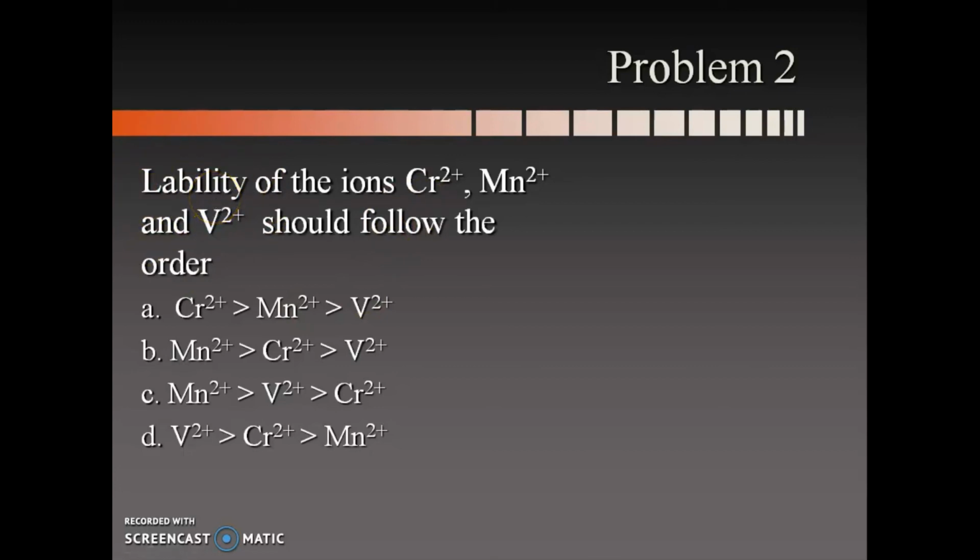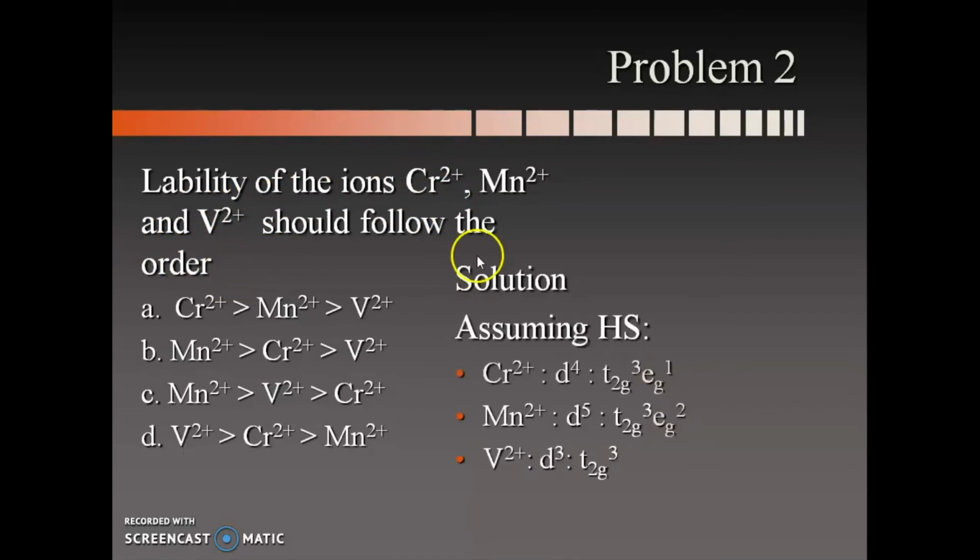All these metal ions in their complexes are labile, and we are going to find out which is more labile. So if the complexes are labile in nature, then we need to assume that they are high spin complexes. So now Cr2+ in high spin is t2g3 eg1, Mn2+ in d5 is t2g3 eg2, and V2+ is d3, it is t2g3.